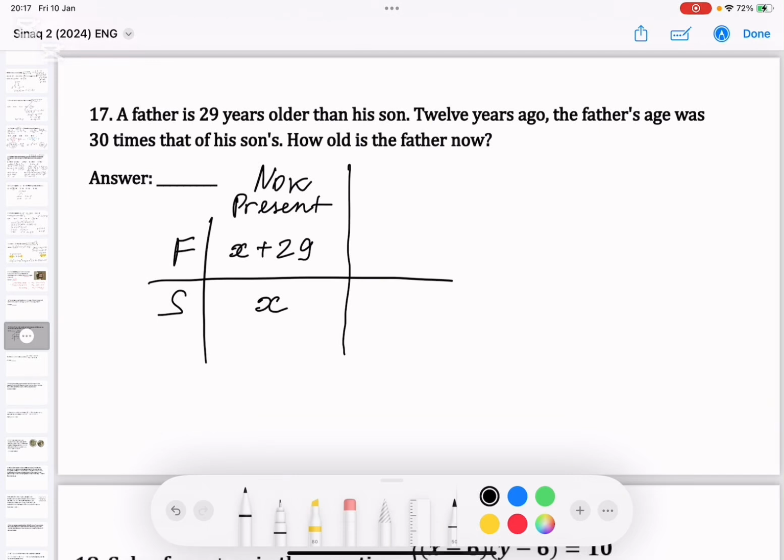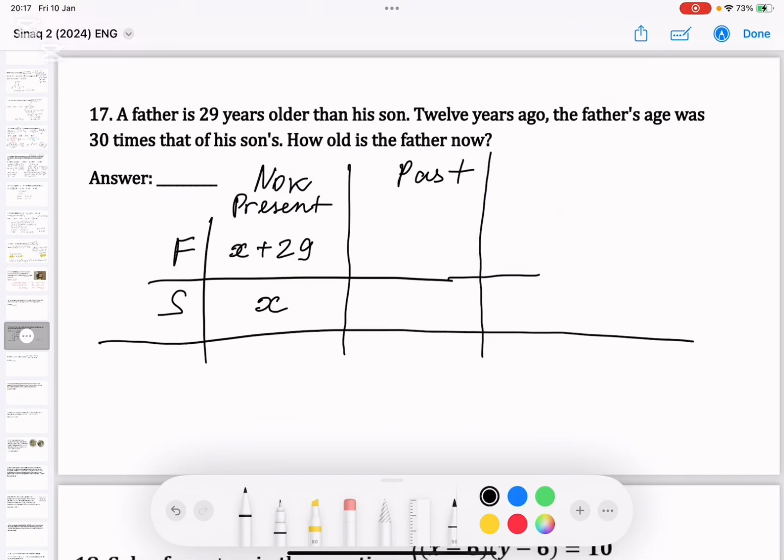Now, then we have information about the past, 12 years ago. So we have to add one more column that would represent the information about the ages in the past. Well, it's not a secret that age does change with time. So 12 years ago, if the son is x years old now, he was x minus 12 years old. And the father was x plus 29 minus 12, or in other words, the father was x plus 17 years old.